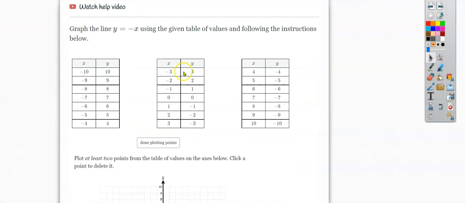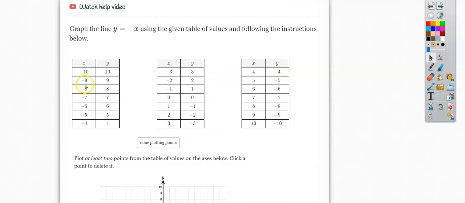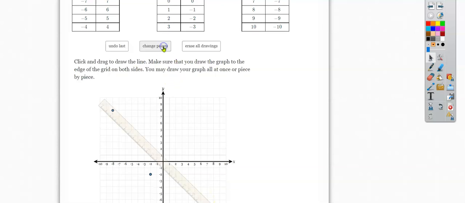Let's try one more time. Here's the equation of the line. Here are the tables that they generated, and it asked us to plot 2 points on the graph below. So I'm going to graph -8, +8. And I guess I'll graph 2, -2, and maybe one more. How about 7, -7? Done plotting points. Whoops, I think I made a mistake here.